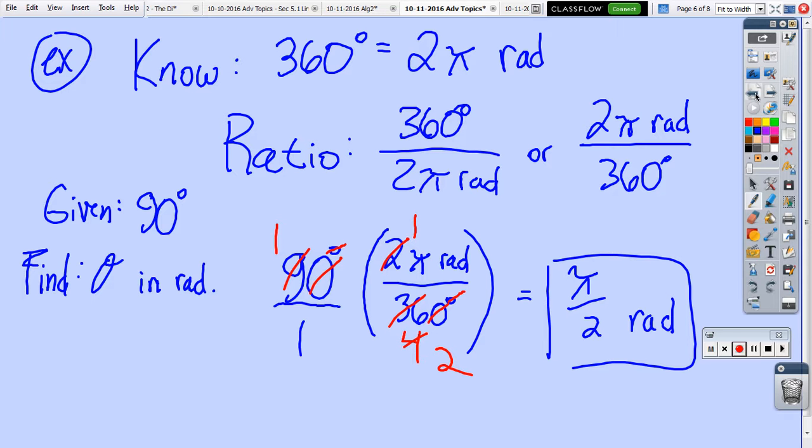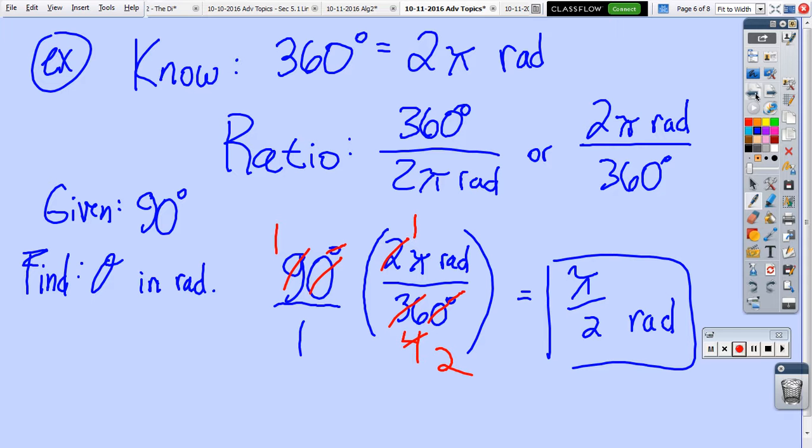Oh, here's an example. Let's say you're given something in degrees, something is 90 degrees, and you want to know how many radians that is. This is more applicable to what you guys are studying, but it's the same idea. You know that 360 degrees is 2 pi radians. So you could write a ratio: there are 360 degrees for every 2 pi radians, or for every 2 pi radians, there are 360 degrees.